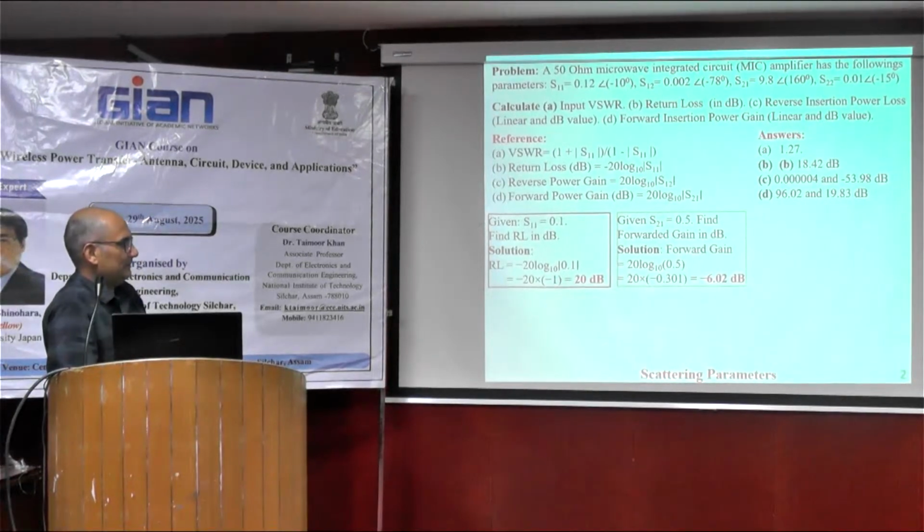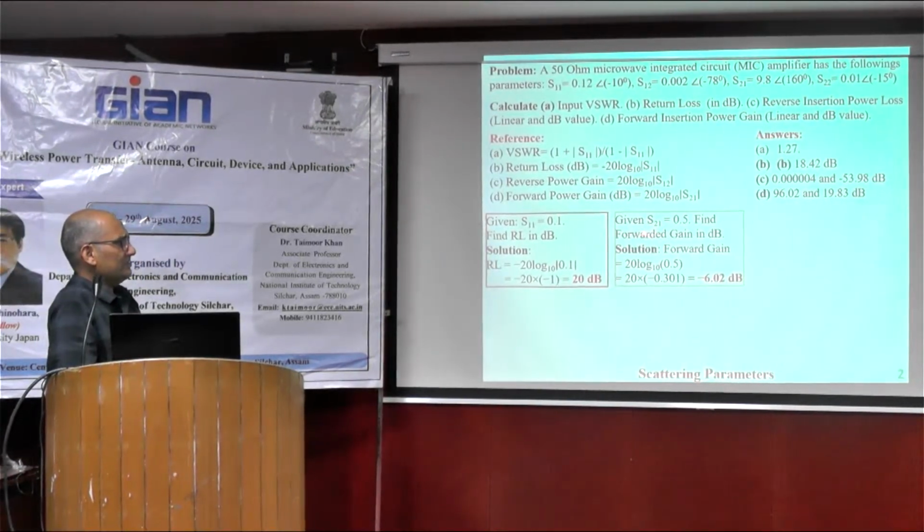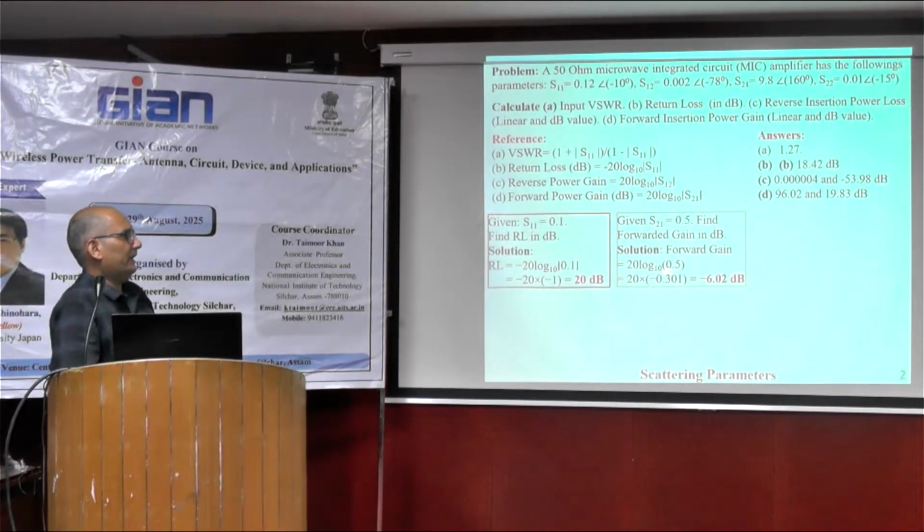Take another set, S21 equal to 0.5. Find the forward gain in dB. That is simply you put this here, minus, that S21 0.5 value in dB is minus 6.02.